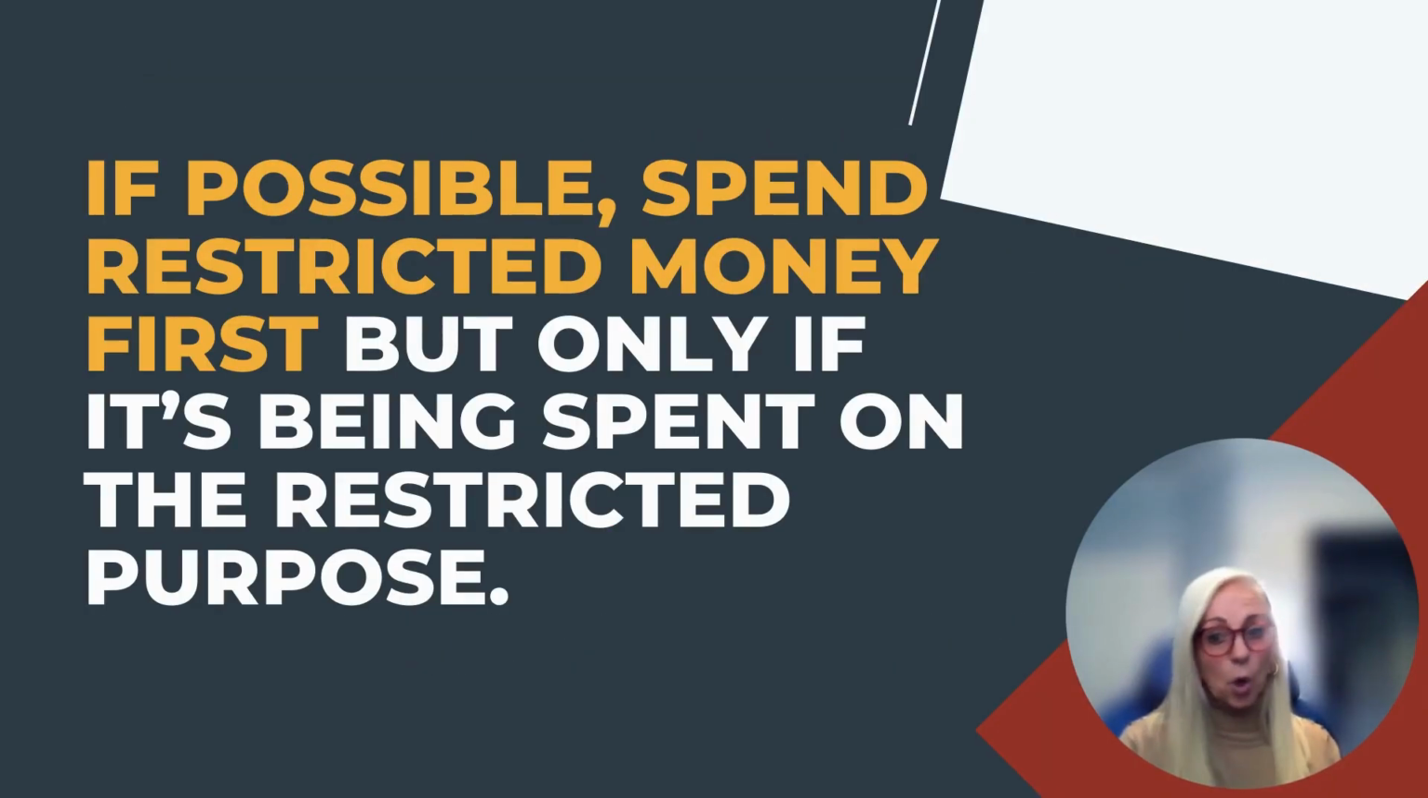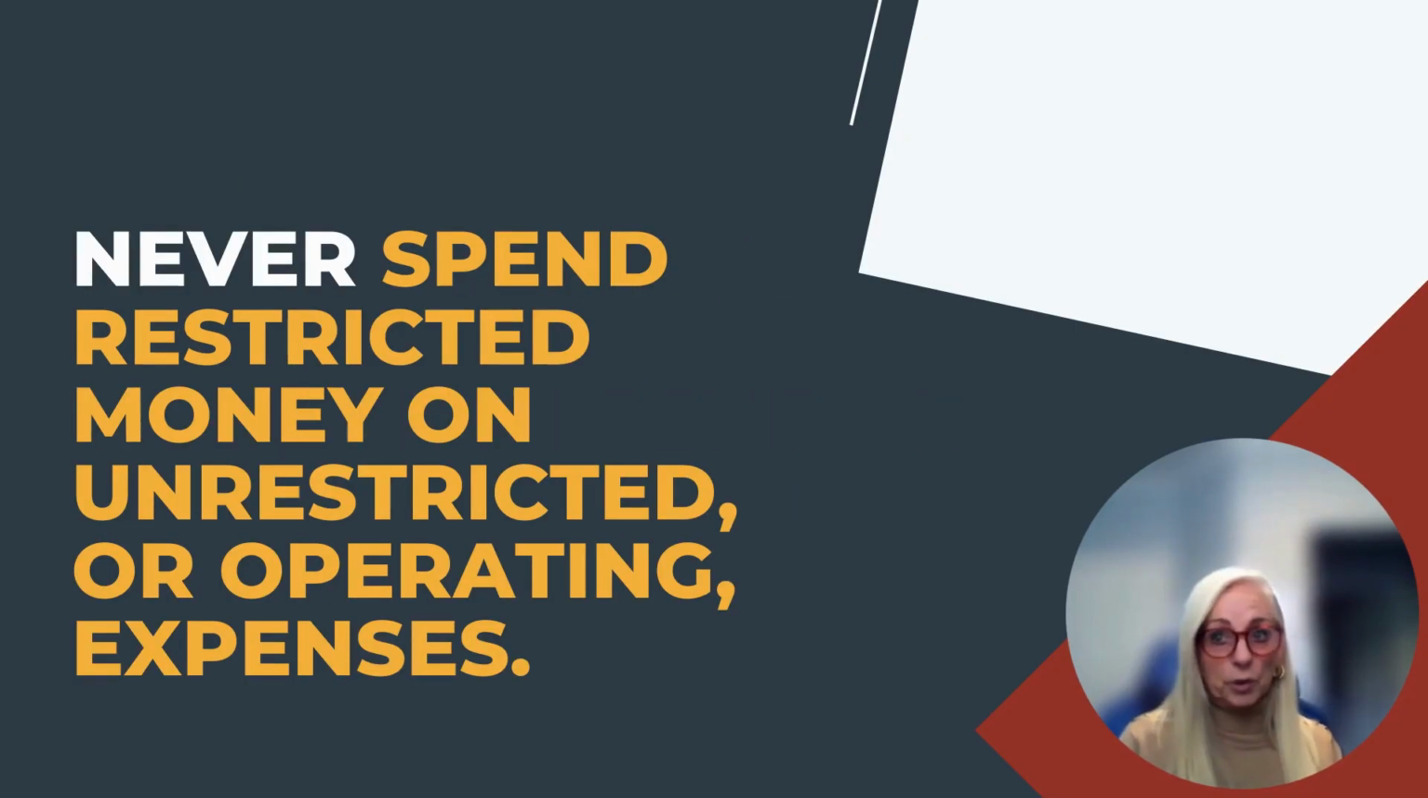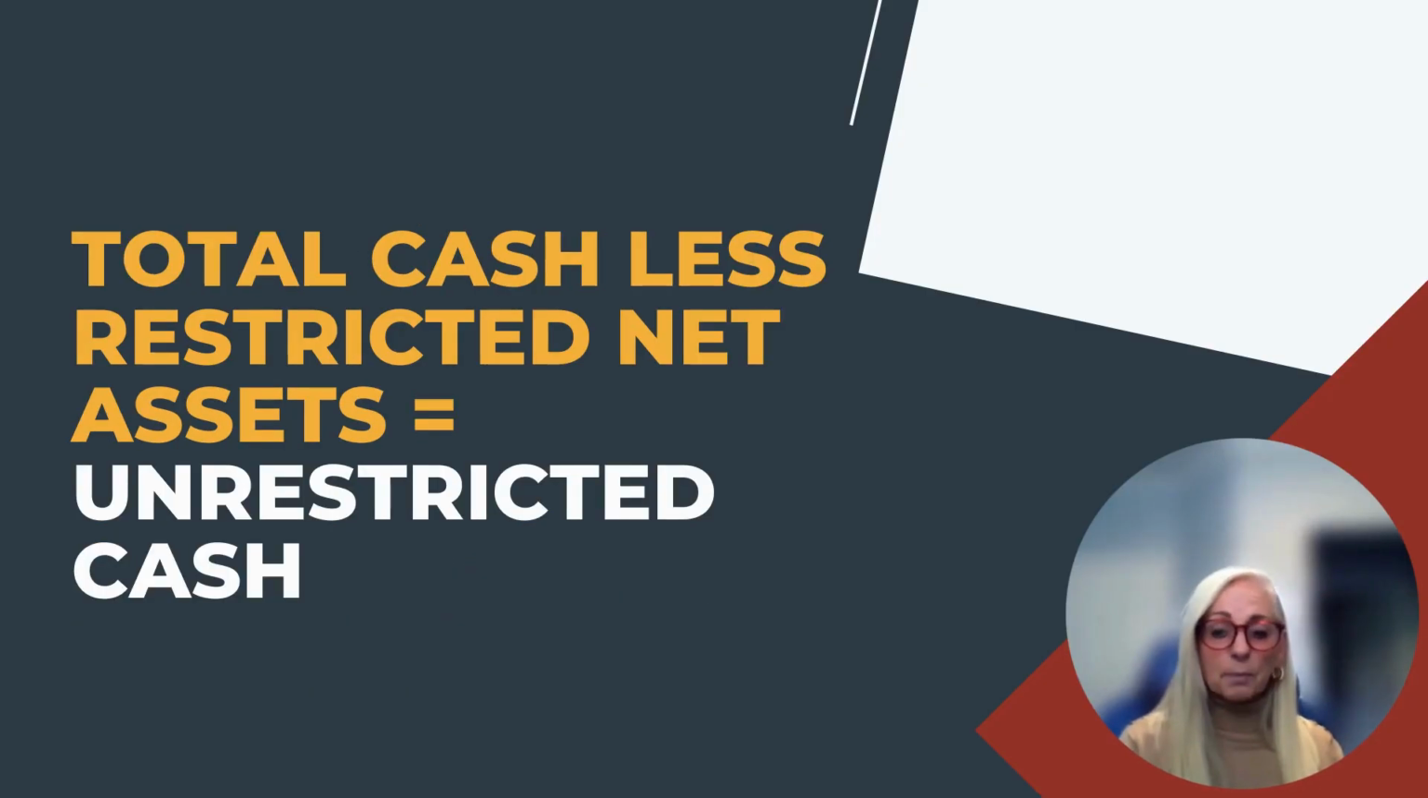If possible, always spend restricted money first, as long as it's being spent on the purpose for which the donor intended it. So if a donor gives you money for a baseball program and you start purchasing uniforms and shoes and bats and balls, spend that restricted money first before you spend the unrestricted money. Never, ever spend restricted money on unrestricted, also known as operating expenses. Never.